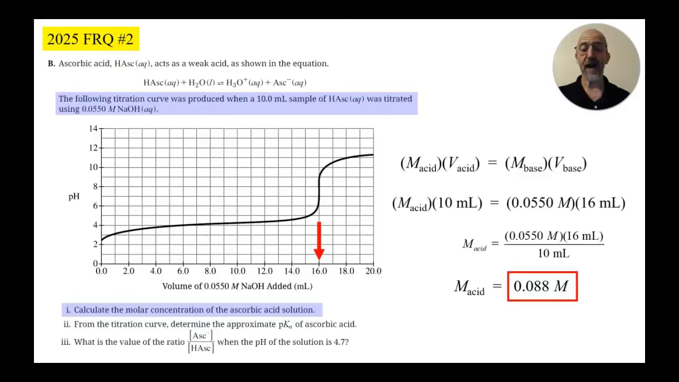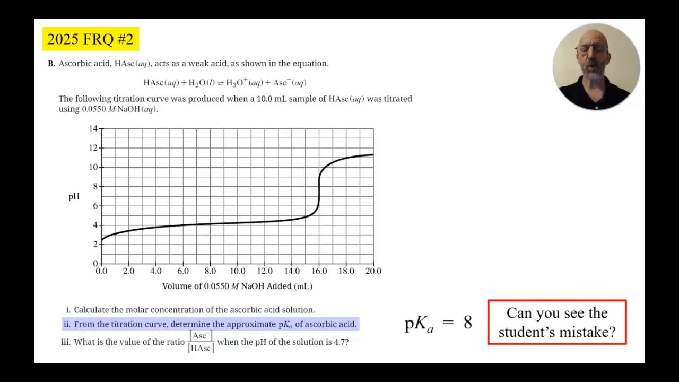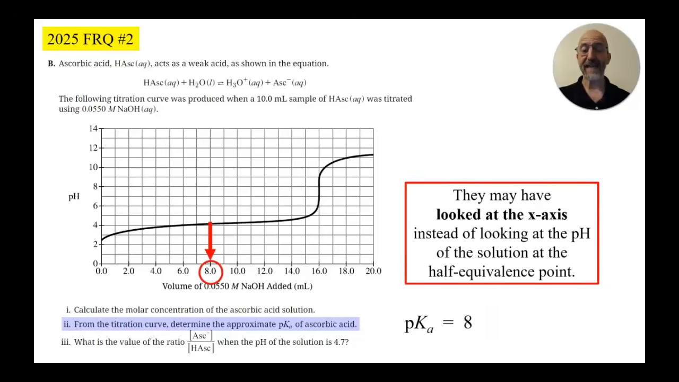Now, moving on, I mentioned that sometimes they ask you to calculate the pKa, or determine, I should say, the pKa. So there's not really a calculation. It's simply a look at the halfway point. Well, here's the student, and they said that the pKa was 8. 8 is not the pKa. And I'm not really sure what they did wrong by choosing 8.